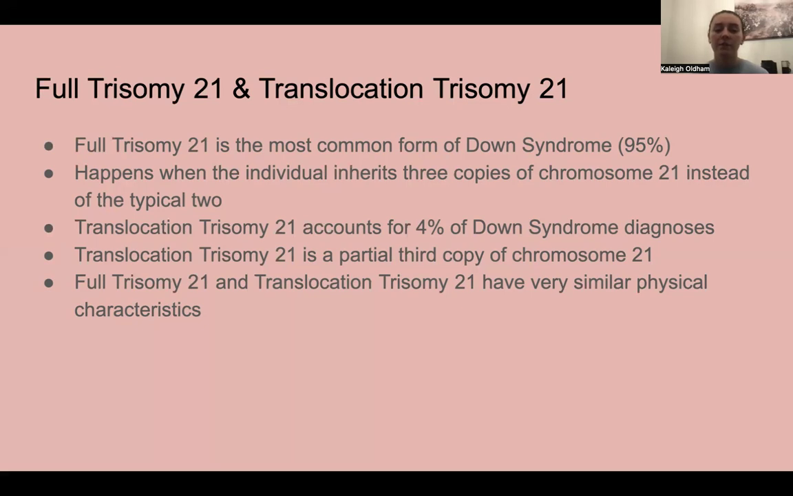But full trisomy 21 and translocation trisomy 21 have very similar physical characteristics. So when you are working with children who have either one of these, you're not going to look at them, notice their physical characteristics, and be able to determine, oh, you have translocation trisomy 21 or you have full trisomy 21. They're very similar, and it's very difficult to do that based just on physical characteristics. You typically only know if it's full trisomy or translocation by a blood test confirming.